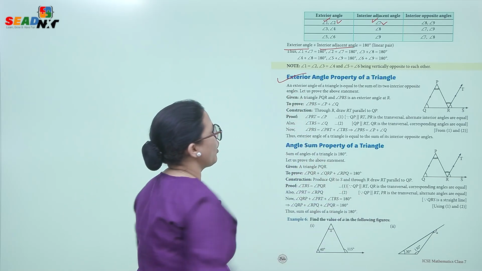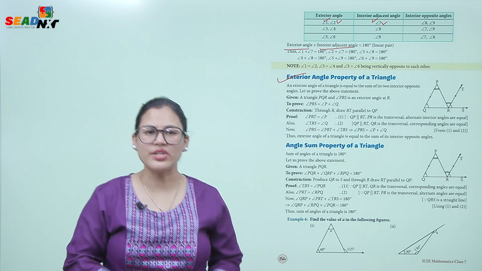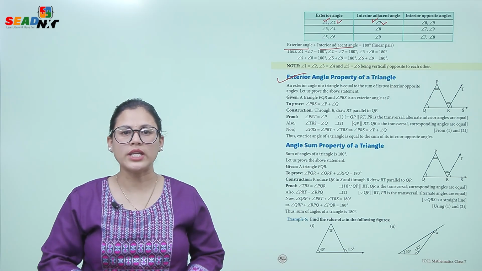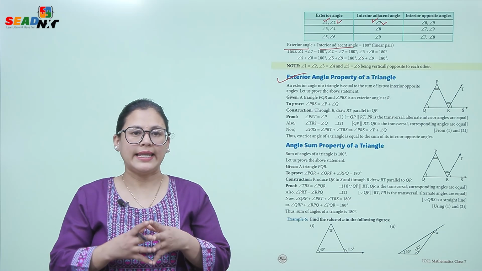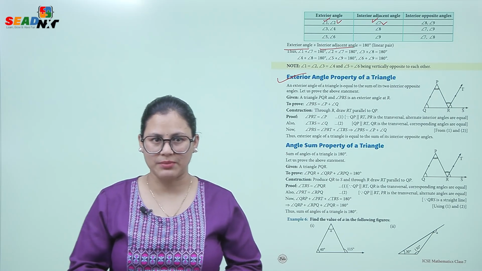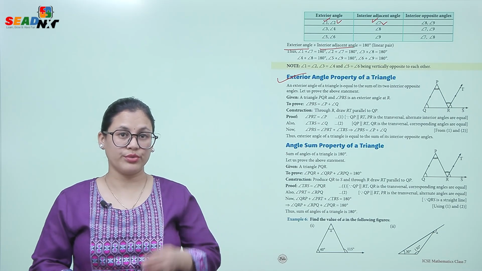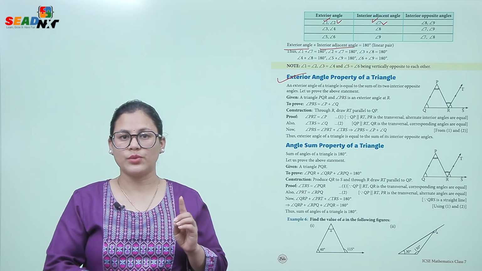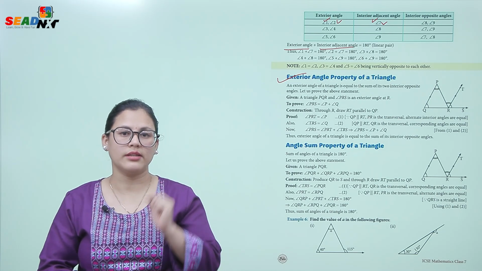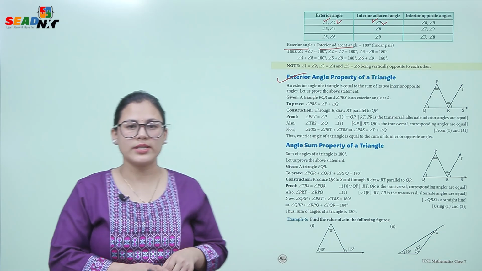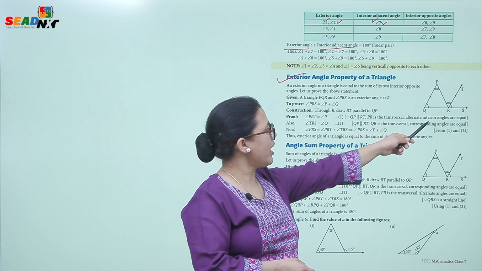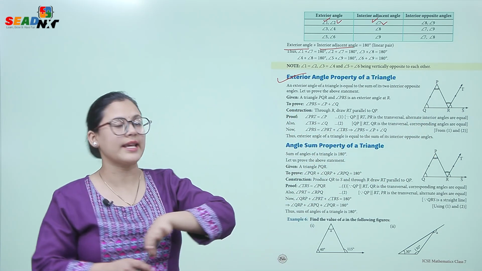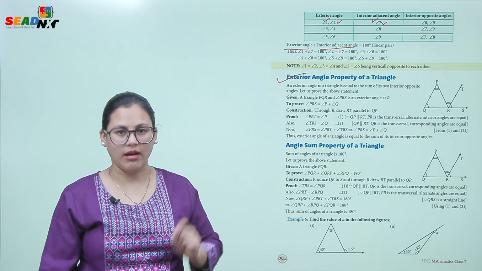Okay, now next is the exterior angle property of a triangle. An exterior angle of a triangle is equal to the sum of its two interior opposite angles. Let us prove the above statement. Okay, so we have to prove a statement which says that the exterior angle of a triangle is equal to the sum of its two interior opposite angles. Okay, so given, what is given here? A triangle PQR and angle PRS. This is an exterior angle at R.